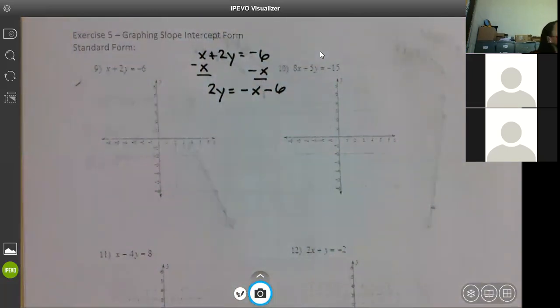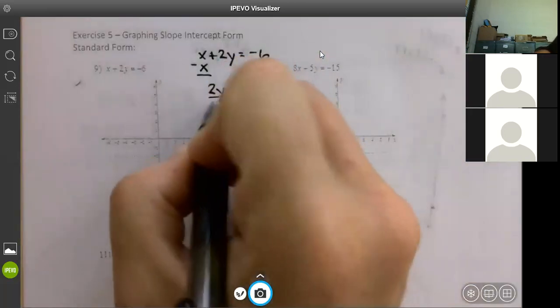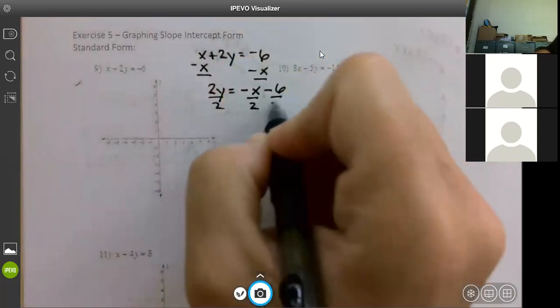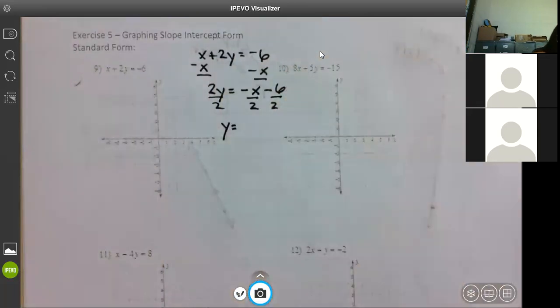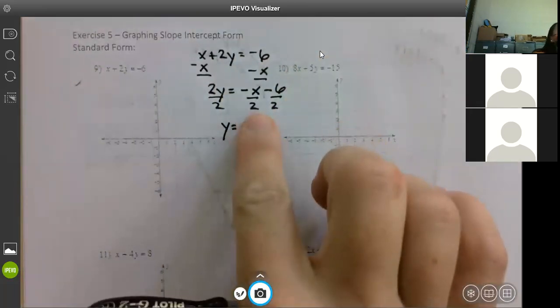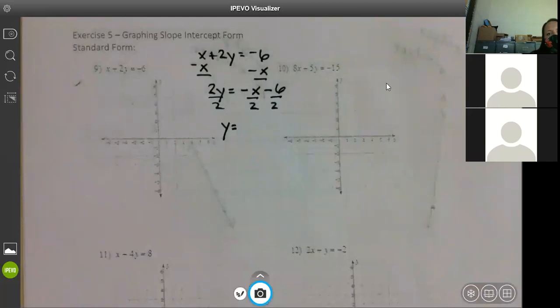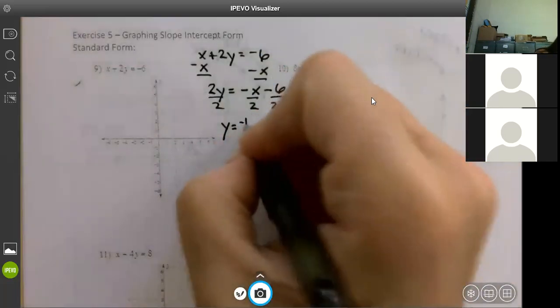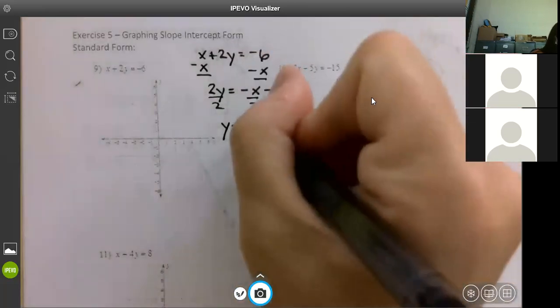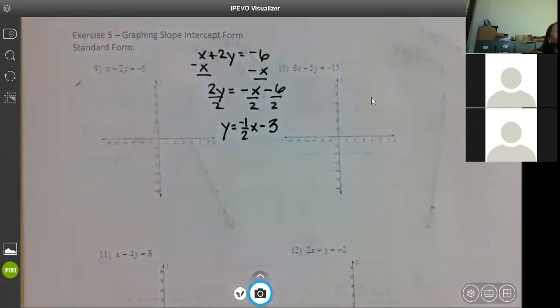Don't change their signs, okay? Leave them like they are. Last step, divide by the 2. We get y equals, how do I rewrite this? This negative x over 2. Negative 1/2, very good. And then 6 divided by 2 is negative 3.